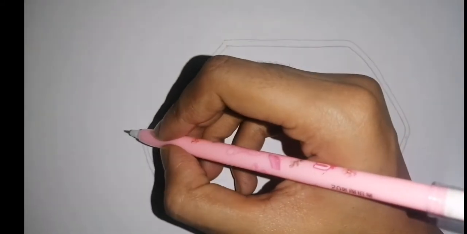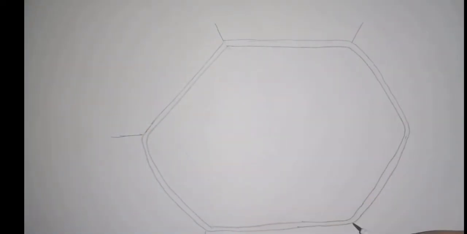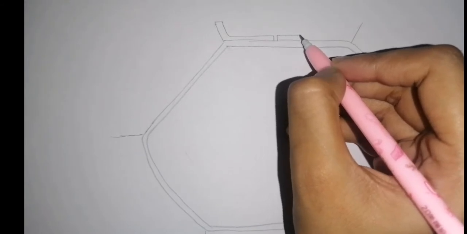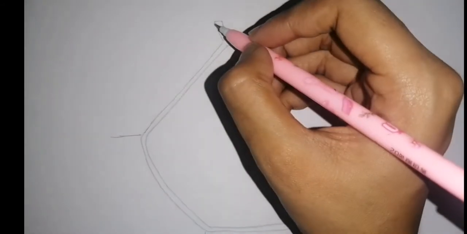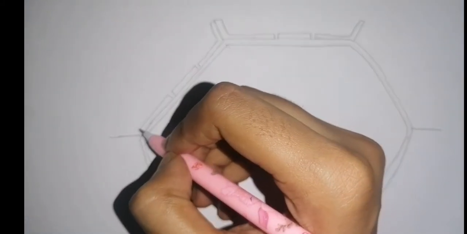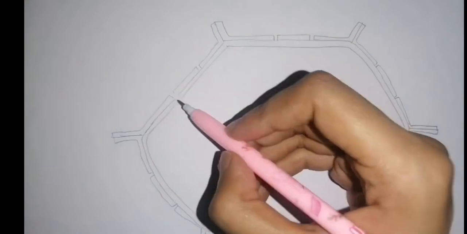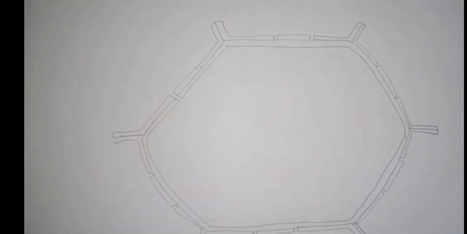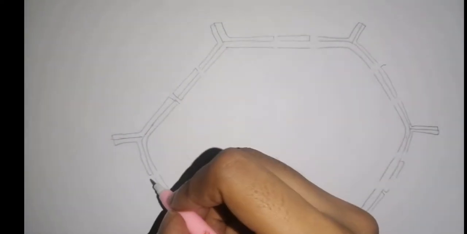Make some lines on the vertices as shown. Now rub the cell membrane and adjacent cell wall so that we can show that cell has a selectively permeable membrane. Now join it as shown.